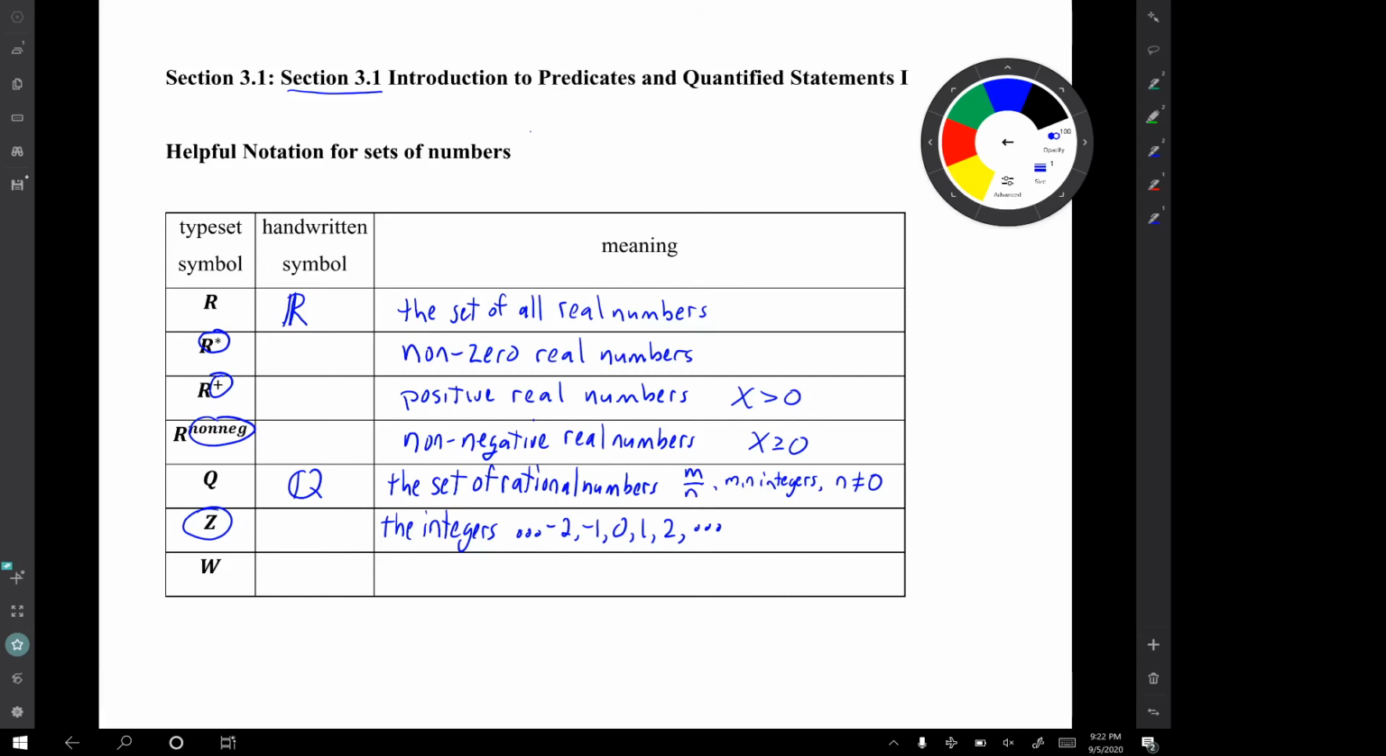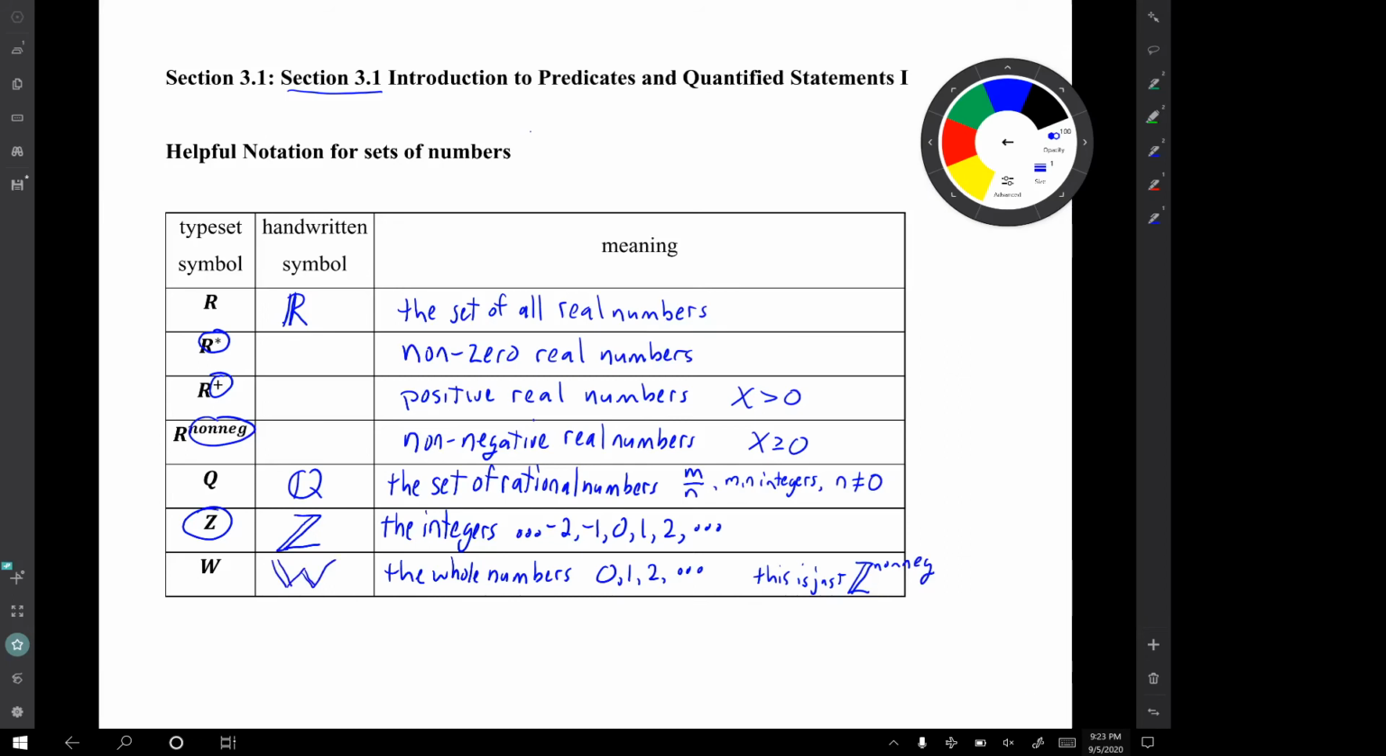And the whole numbers, which could also be denoted Z non-negative. So we handwrite the symbol for the integers as a double struck or blackboard bold Z. Whole numbers, I'm not sure if I can do a double struck W. There's the symbol for the whole numbers.